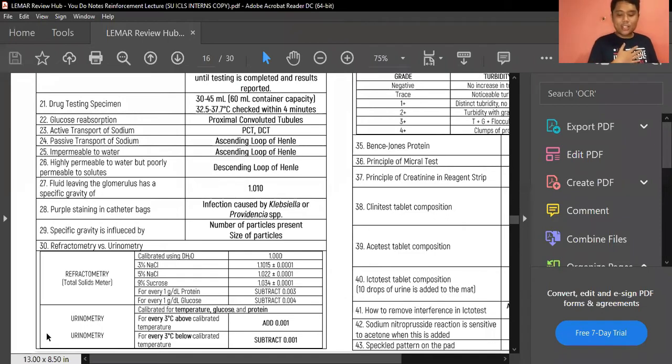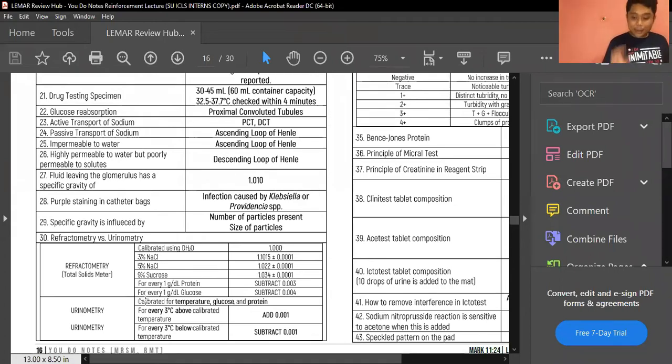Refractometry, also known as the total solids meter: distilled water is 1.000. For 3% NaCl, 1.015 plus or minus 0.001, then 5% NaCl, 1.022, and 9% sucrose, 1.034. So take note, mas taas ang imuhang SG, mas taas ang concentration sa imong gigamit na calibrator. And for every 1 gram per dL of protein, you subtract 0.003, and for glucose, every 1 gram per dL, subtract 0.004. All right? That's for refractometry. It's calibrated na for temperature.